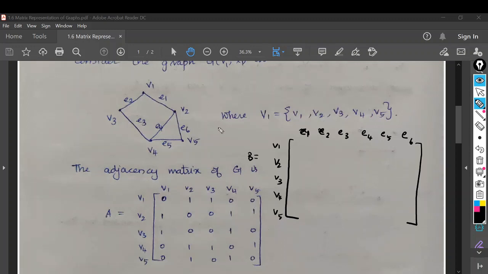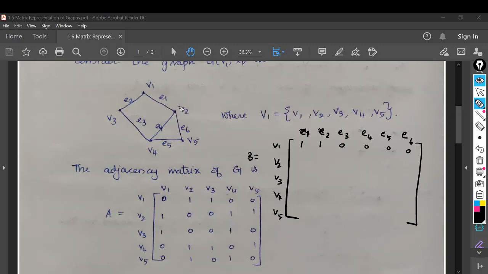So now, listen, V1 is adjacent with E1, so I'll draw 1 here. V1 is playing as end vertex for E1 and E2. So for E1, E2 there will be 1. Is there any other edge out from V1? No. So corresponding to V1, all the other elements will be 0.